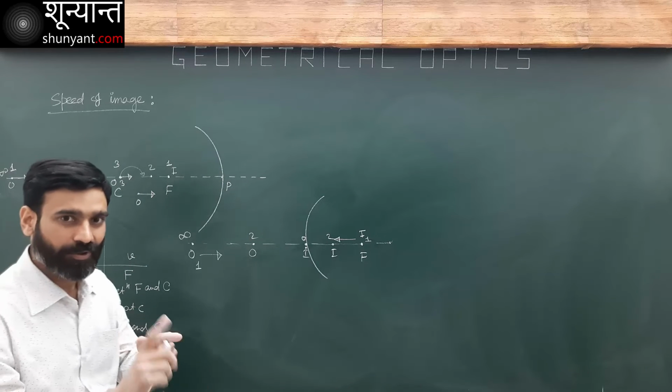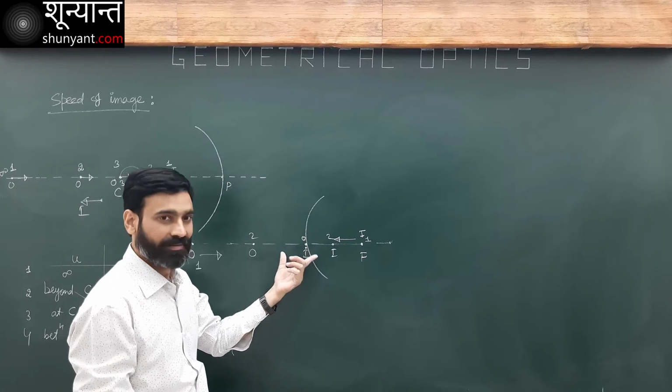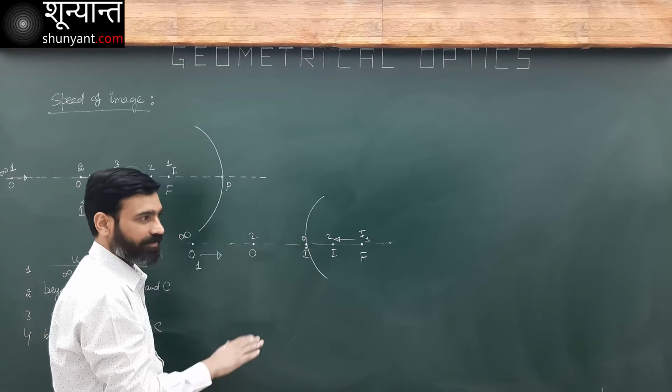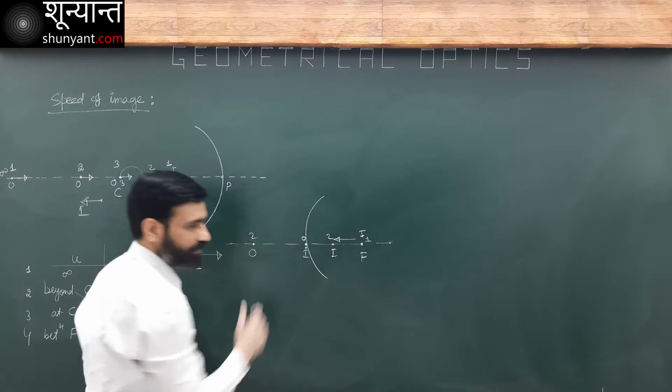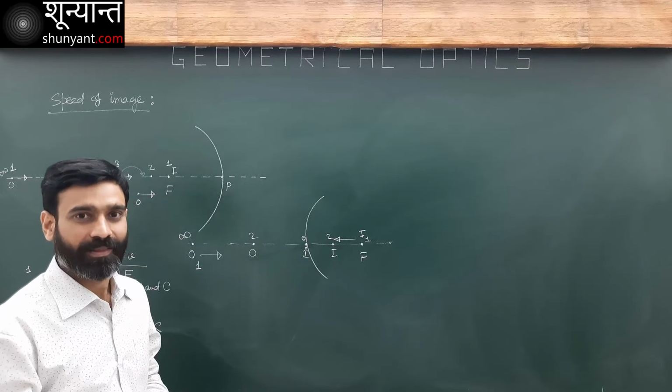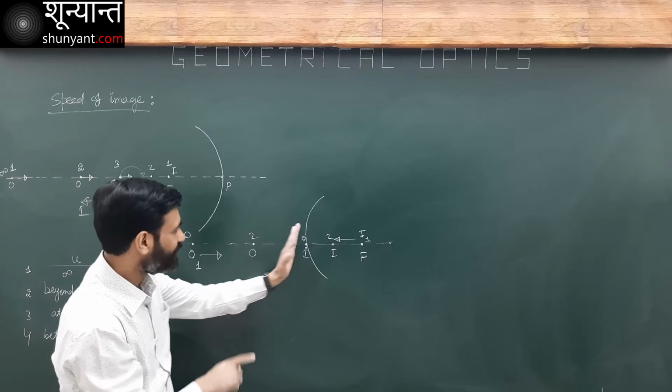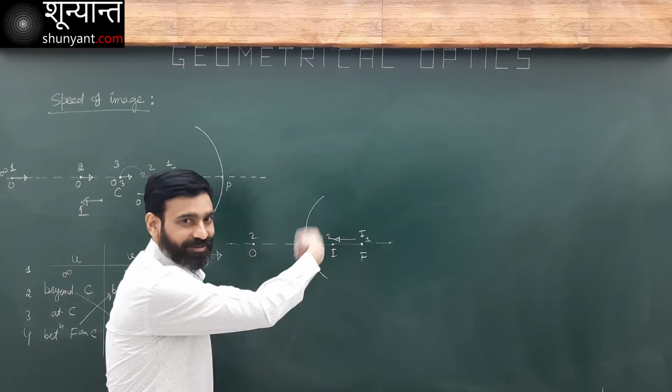They had opposite velocity. Now here, they have opposite velocity. Object is moving towards right, image is moving towards left. They have opposite velocity. But think in terms of approaching and receding. Object is approaching the mirror, image is also approaching the mirror.